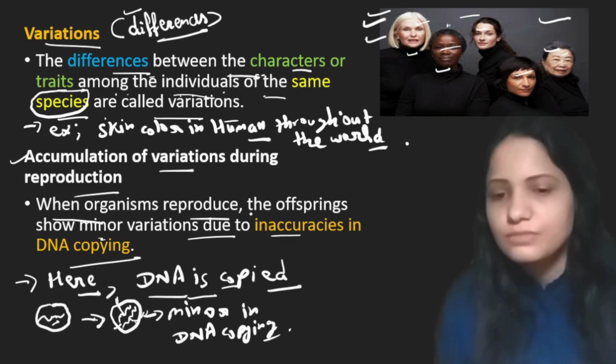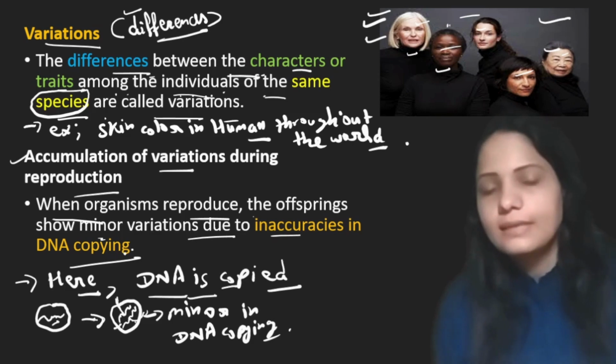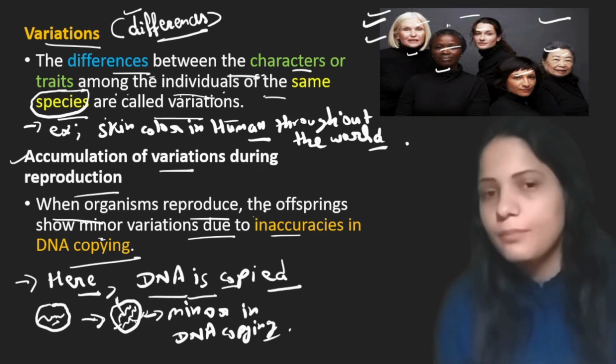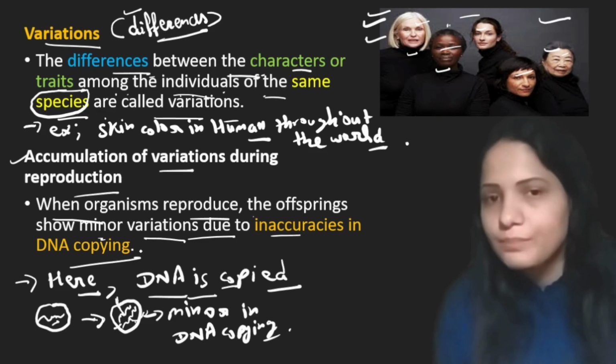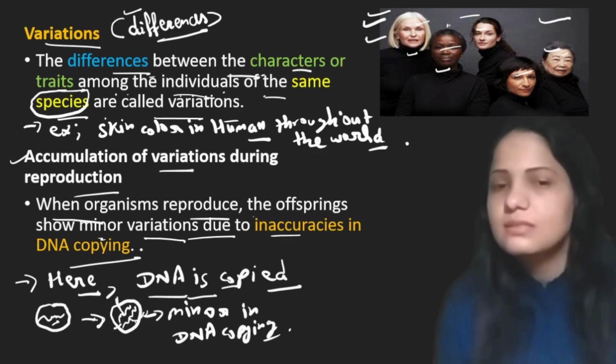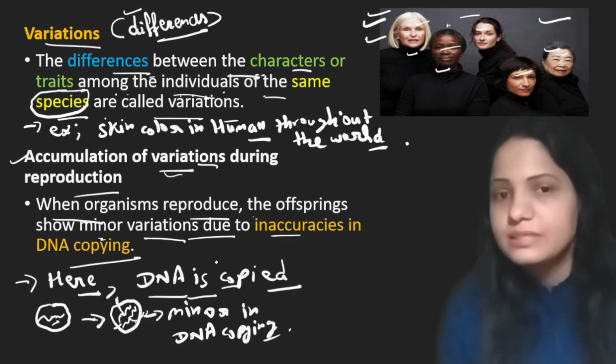So when organisms reproduce, the offspring show variations due to inaccuracies in DNA copying. This is the reason that variations are caused in the population. These minor variations which are due to DNA copying will lead to differences in the character over many generations, which happen during cell division, during the reproduction process.